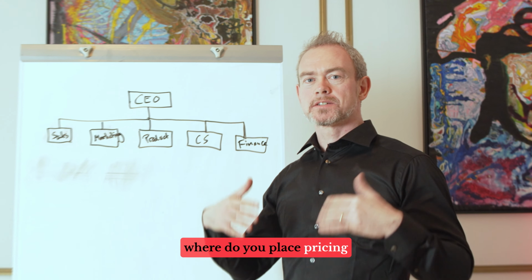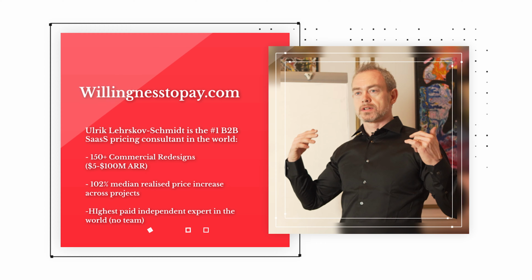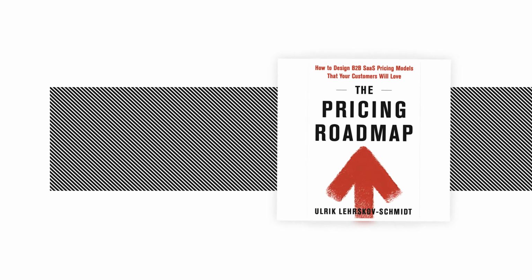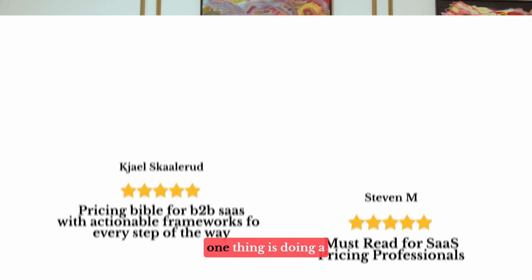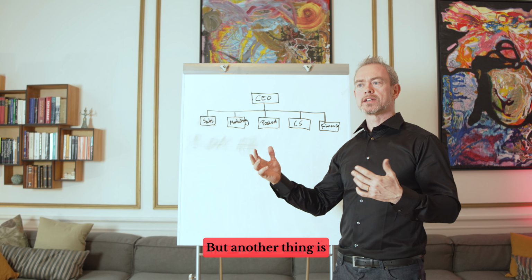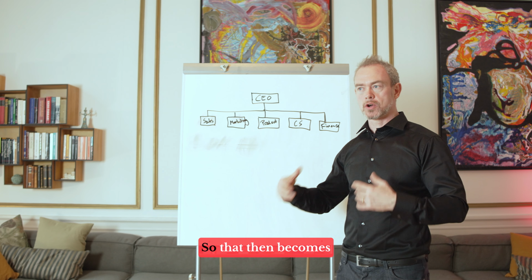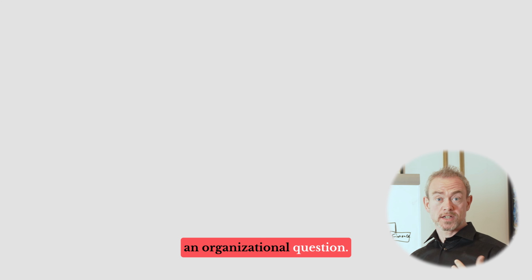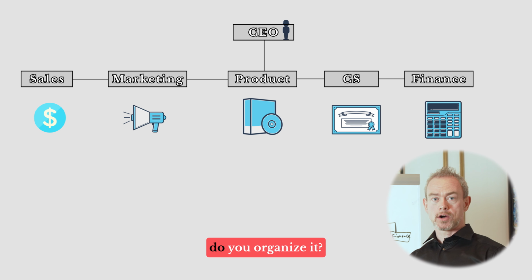Where do you place pricing in your SaaS organization? One thing is doing a pricing project once, but another thing is to do pricing as an ongoing activity within your SaaS business. So that then becomes an organizational question. Who does it? Where do they fit in the org chart? And how do you organize it?